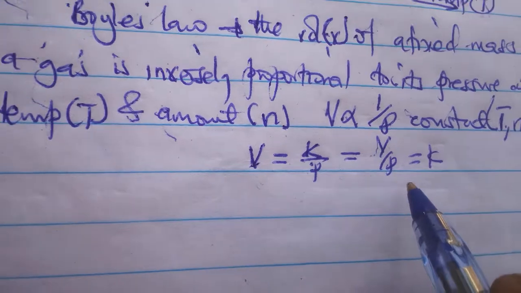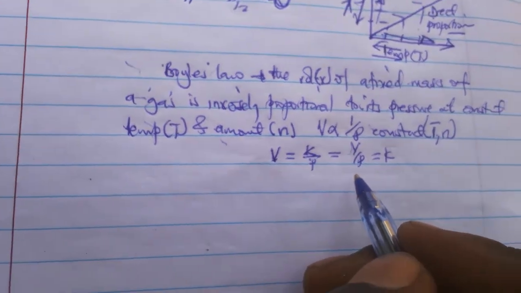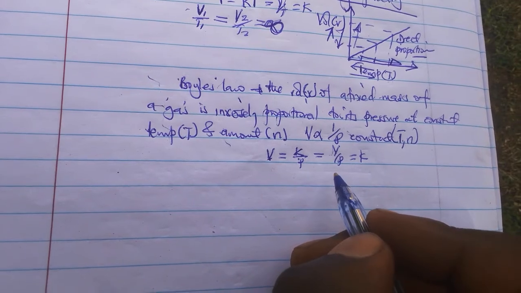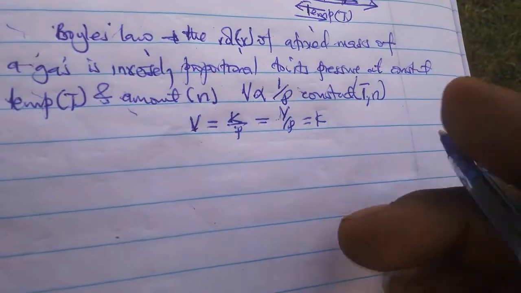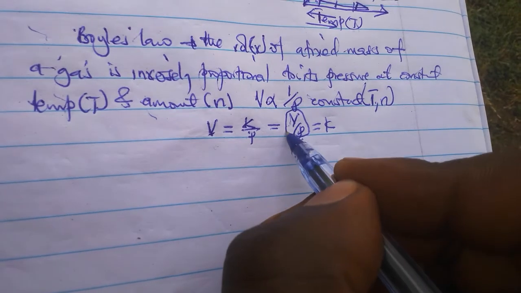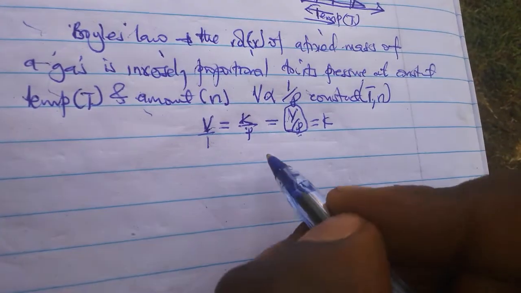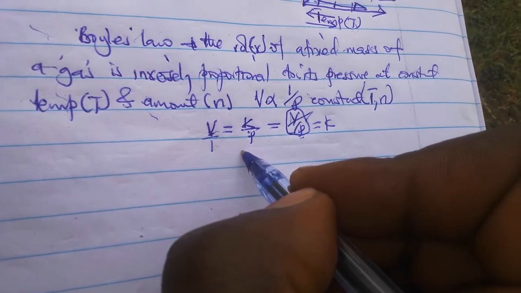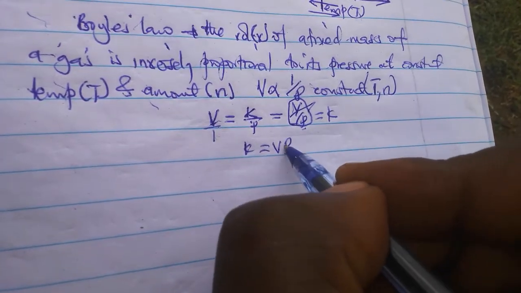Sorry, I beg your pardon. If you make K the subject of the formula, we shall cross multiply. So that one is wrong. That one will be K equaling VP.